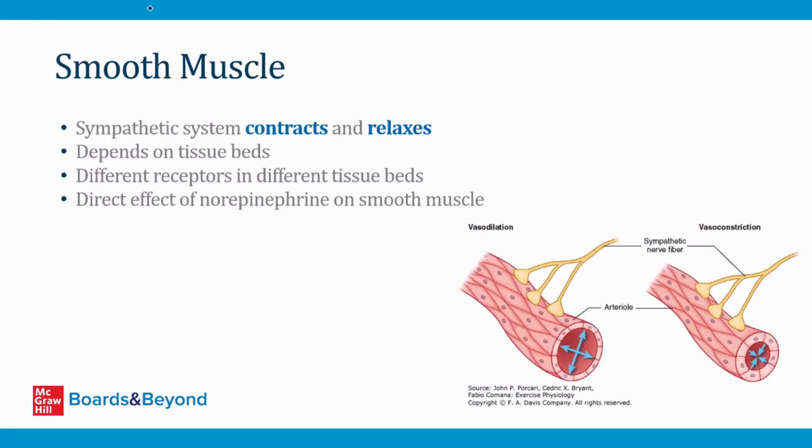Let's first talk about what the sympathetic nervous system likes to do to smooth muscle, and it can contract or relax smooth muscle. It depends on which tissue bed you're talking about and what effect the sympathetic nervous system wants to create. The way this works is there are different receptors in different tissue beds, and because of the different receptor types, norepinephrine has different effects on smooth muscle in different tissue beds.